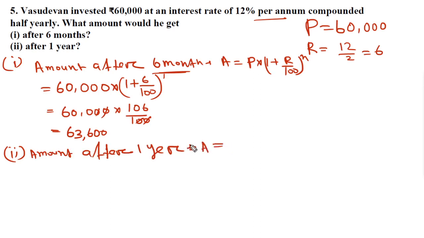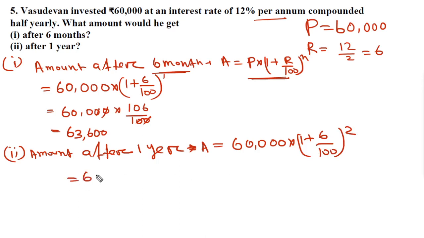So A will be equal to, don't write the formula, write the formula again, the formula you already wrote. So 60,000 into 1 plus R by 100, that is 6 by 100, to the power 2 here for 1 year. So for 1 year the compounding will be 2 times, so it will be equal to 60,000 into 1 plus 6 by 100, which will be 106 by 100 into 106 by 100.